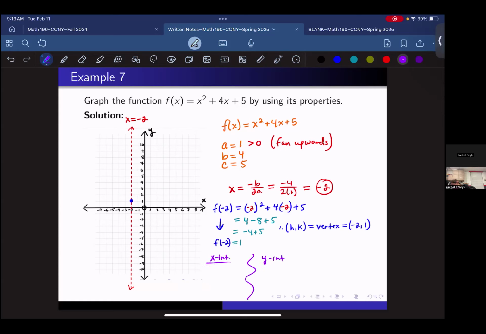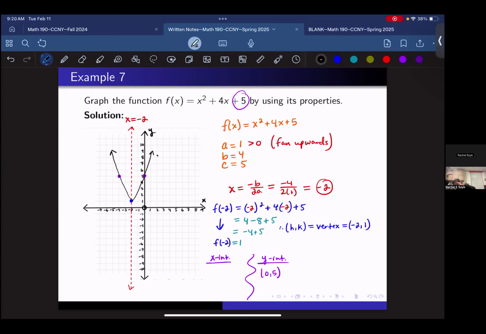Y-intercept when x equals 0, aka it's just our constant. So 0 comma 5 that we can go ahead and plot. And then if we reflect over our axis of symmetry, another point is at negative 4 comma 5. And then our x-intercept, it's fanning upwards, which means our function is actually going to look something like this.